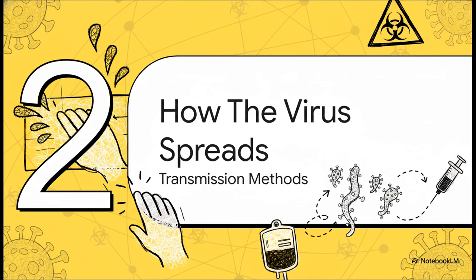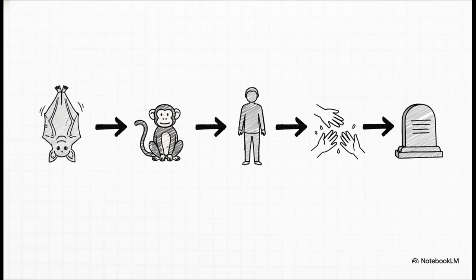Which brings us to Section 2, how the virus spreads. So how does it actually get to us? It utilizes a highly specific chain of events. The natural host is believed to be fruit bats, and get this, they carry the virus without actually getting sick themselves. But then, a zoonotic spillover happens.